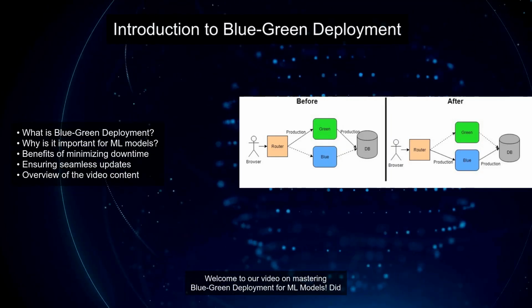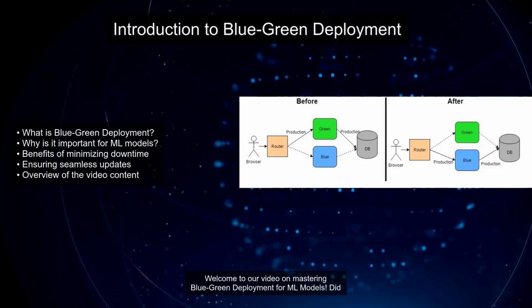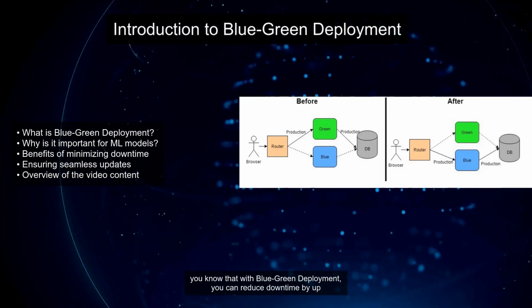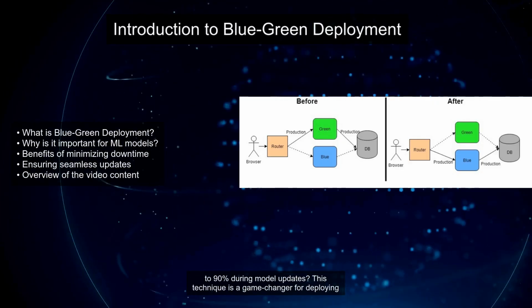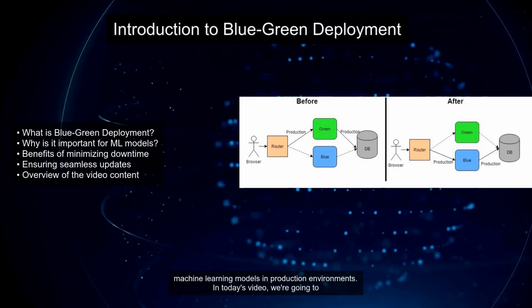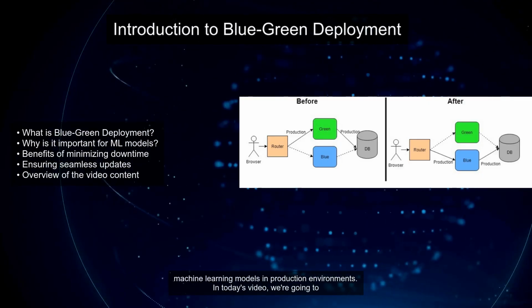Welcome to our video on mastering blue-green deployment for ML models. Did you know that with blue-green deployment, you can reduce downtime by up to 90% during model updates? This technique is a game changer for deploying machine learning models in production environments.